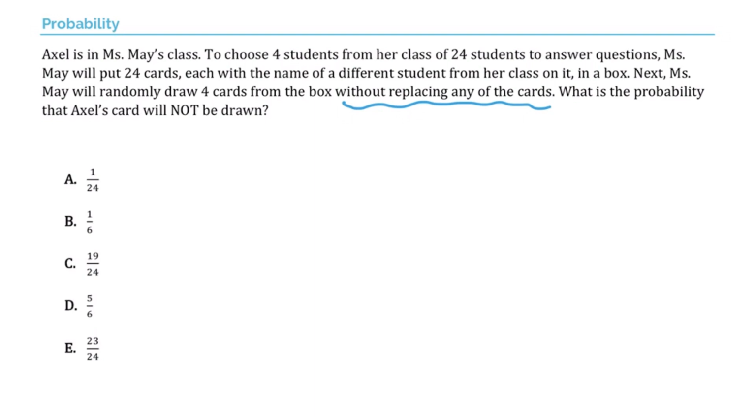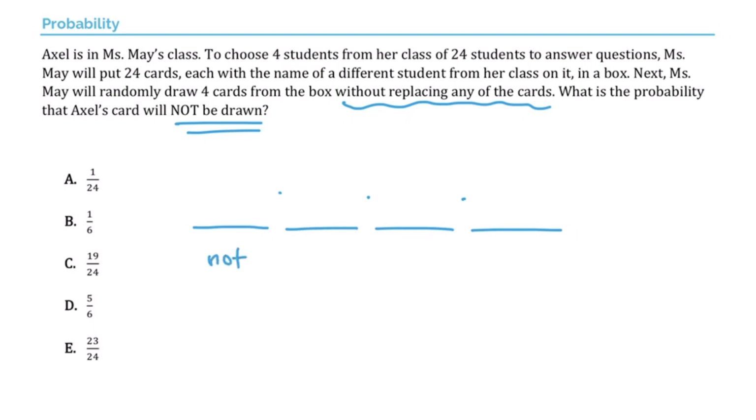So she's going to stick her hand in, pull a card out, not put that card back. Put her hand in, pull a card out, not put that one back either. Put it in a 3rd time, put it in the 4th time. What is the probability that Axel's card will not be drawn? Okay, so here we go. She's going to draw 4 times, Miss May is. So she's going to have 1, 2, 3, 4 times that she draws the cards. And remember, it's the first card and the second and the third and the fourth. So we're going to be multiplying between each one.